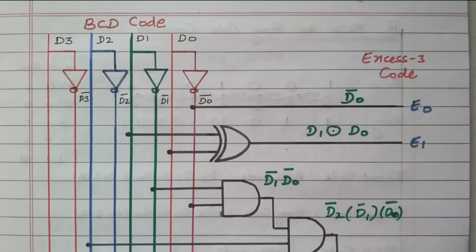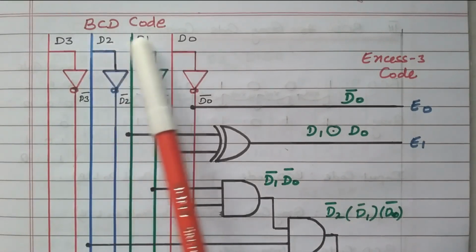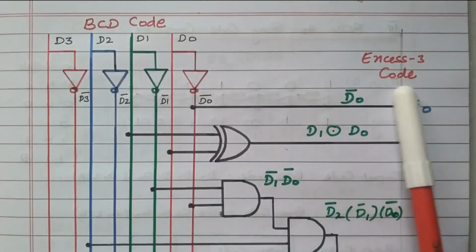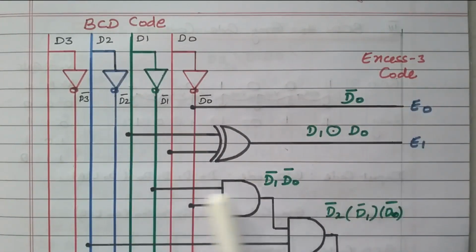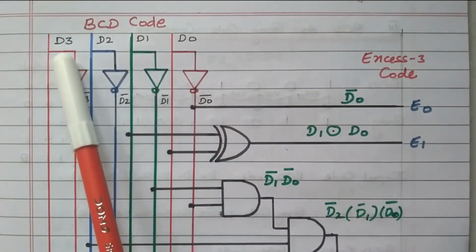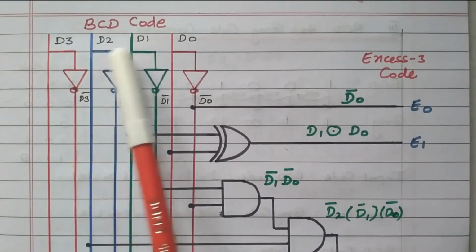So this is the logic diagram available. This is the input code, BCD code. Here we are going to get the XS3 code. So that we are converting from BCD code to XS3 code. So BCD code is represented by D3, D2, D1, D0.